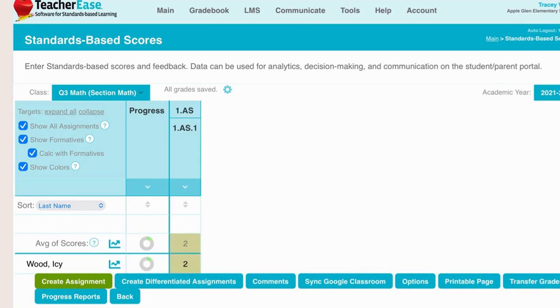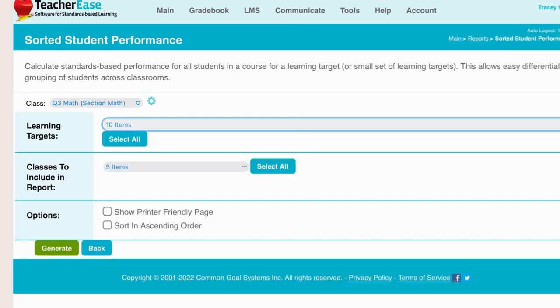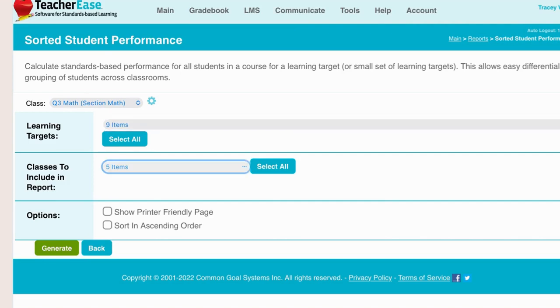Another way to look at this idea in TeacherEase would be to run a report for yourself. Under Gradebook and Reports, you can either select all of the learning targets, or in this case we're just going to select the learning targets that we have been using in our example. Then you will want to select the class or classes that you want to look at on this report, and if you choose Show Printer Friendly Page, it will put it in a table for you, and then hit Generate.